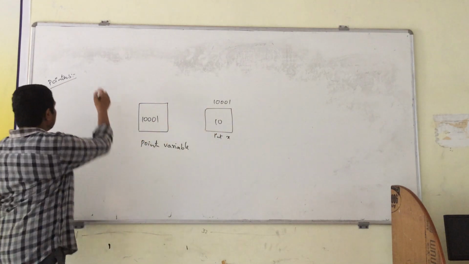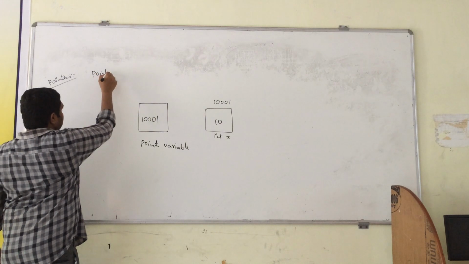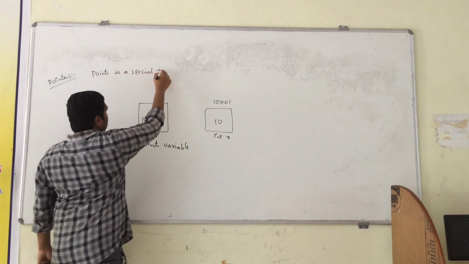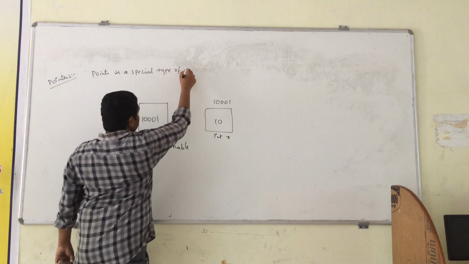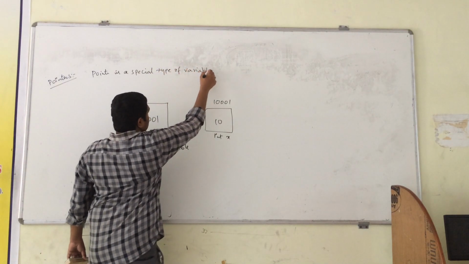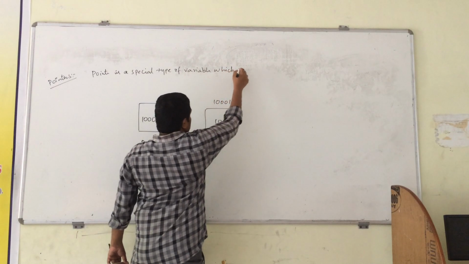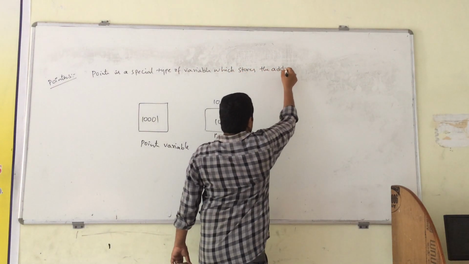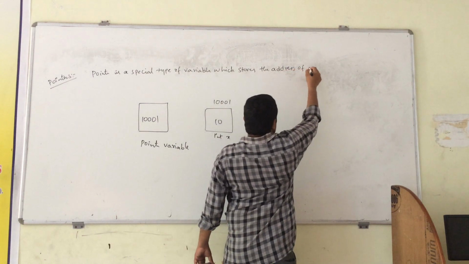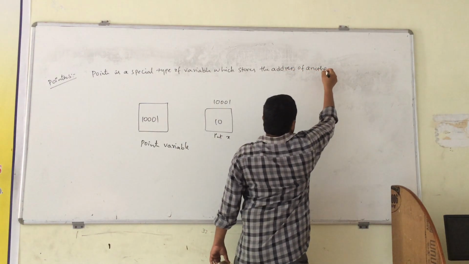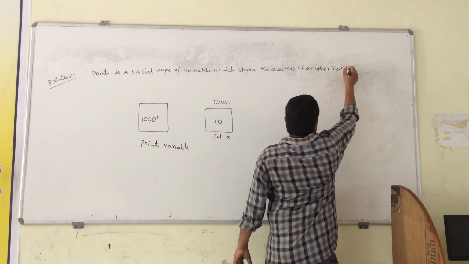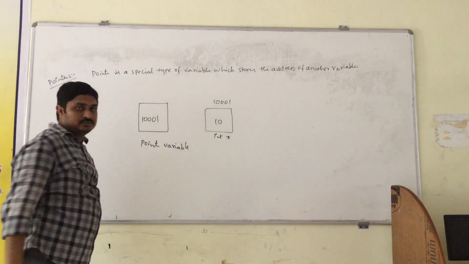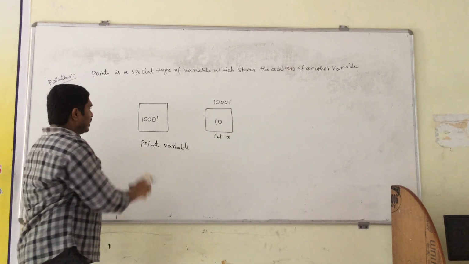A pointer is a special type of variable which stores the address of another variable. Address of another variable.